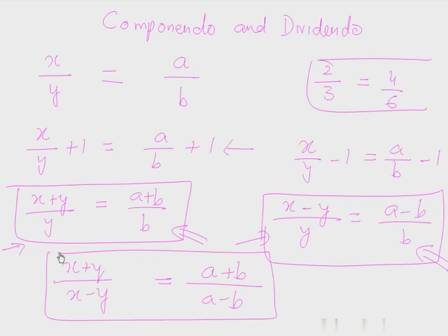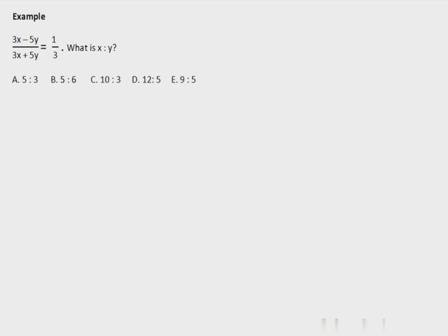And I get my most important formula that if X by Y is equal to A by B, then X plus Y upon X minus Y is equal to A plus B upon A minus B. And this formula is called componendo and dividendo. The first one was called just componendo, the second one was called just dividendo, and putting them together I get componendo and dividendo. So obviously the next example will underline that fact.